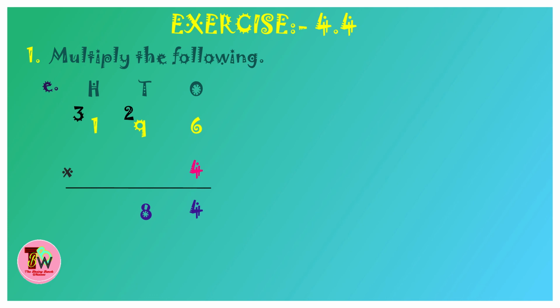And 1 is written in the hundreds column, so we have to multiply 1 by 4. Diagonally we have to multiply. 1 4s are 4 plus 3, 7. 7 we have to write in the hundreds column. So the product is 784.